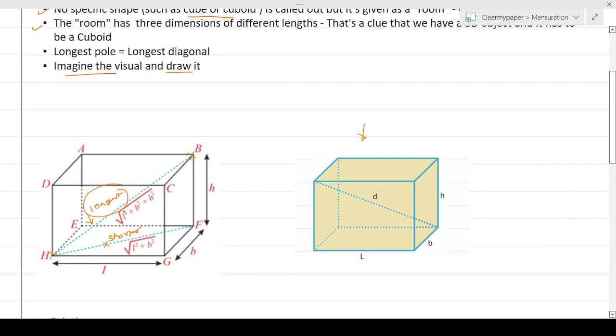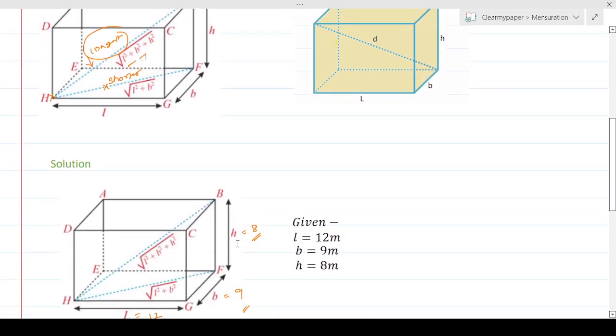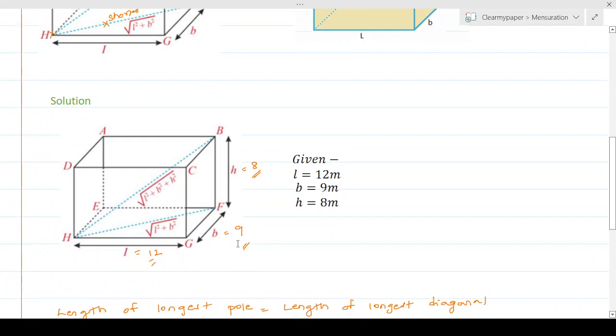And once you've identified that, you know exactly what you need to do. For a cuboid, the length of the longest diagonal is the square root of the sum of the squares of all three dimensions: square root of L squared plus B squared plus H squared, because we applied the Pythagoras theorem. In case you want a refresher, you can check out the video on the diagonal of a cuboid. Once you get that, the calculation is very simple.